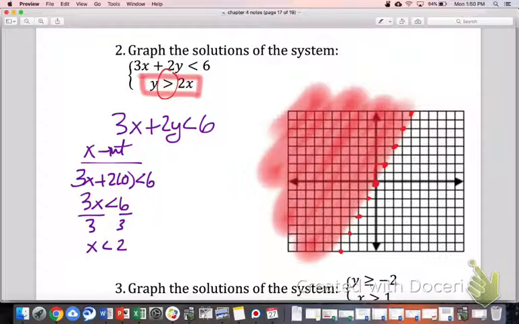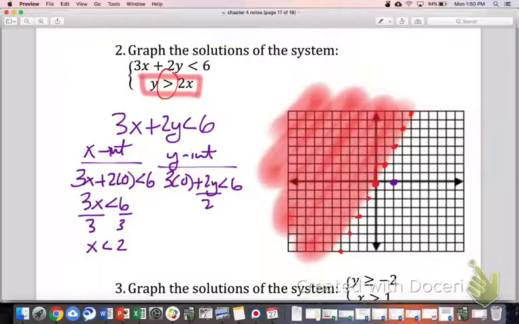So I could just come over here and put a point right there at the x-intercept. To find the y-intercept, I plug in a 0 for? For a y-intercept, plug a 0 in for x. So it would be 3 times 0 plus 2y is less than 6. 3 times 0 is 0.